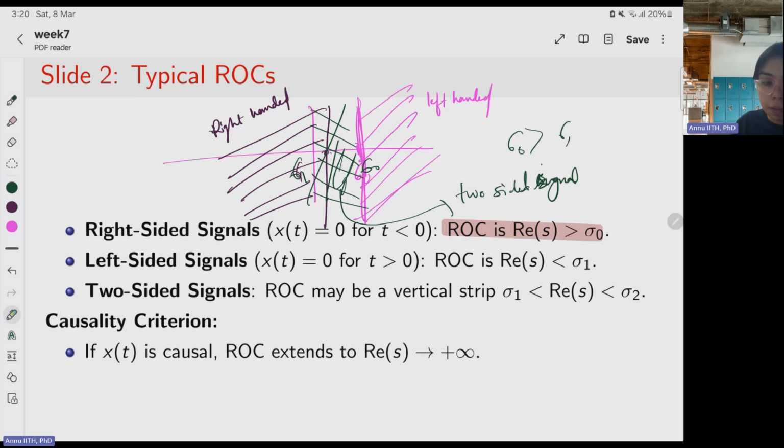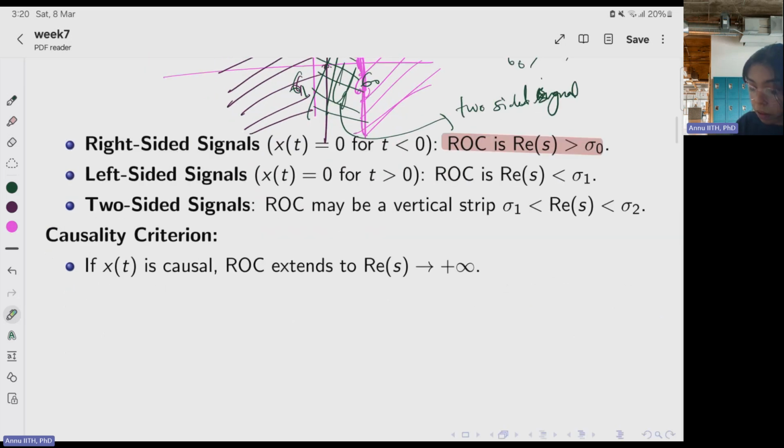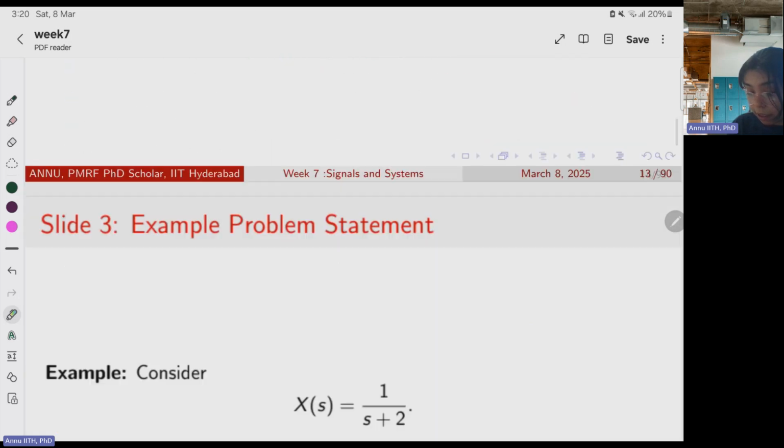I hope that you remember. So for a causal signal, if the x(t) or the h(t), any signal is causal, the ROC extends to real of s to plus infinity.